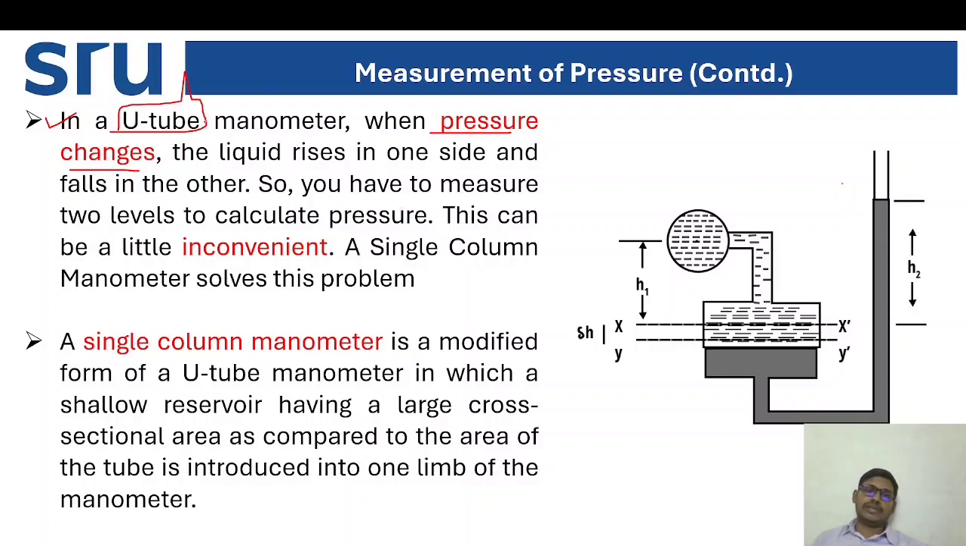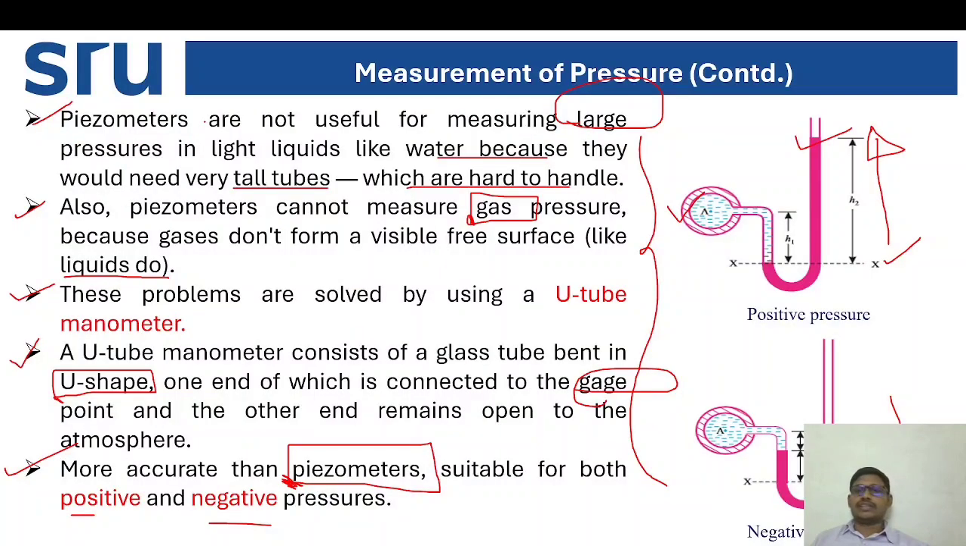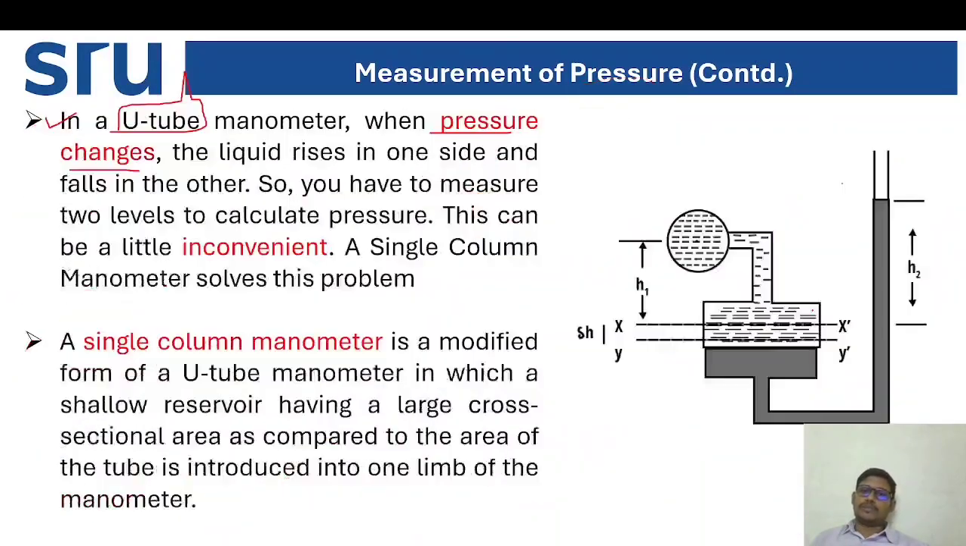So you see, when the pressure changes, here it changes above and below. One height is here, and another height is here, so both times we have to measure. So in a U-tube manometer, when pressure changes, the liquid rises on one side and falls on the other side, so you have to measure two levels to calculate the pressure. It can be a little inconvenient.